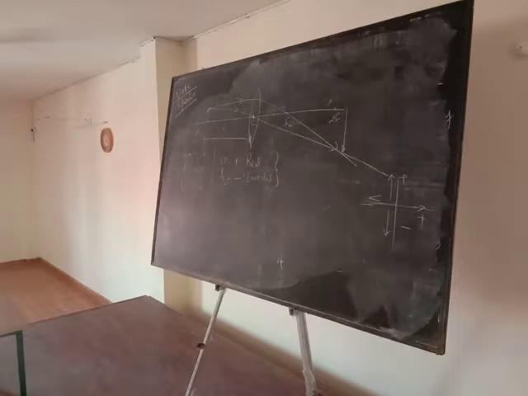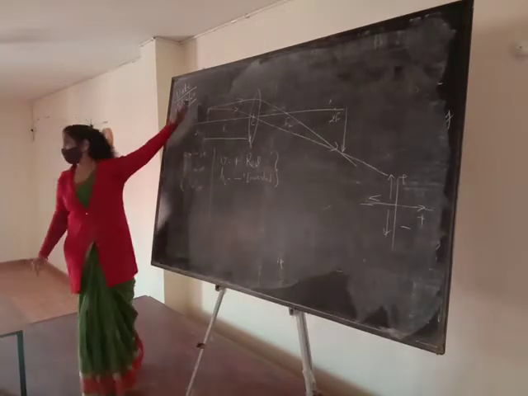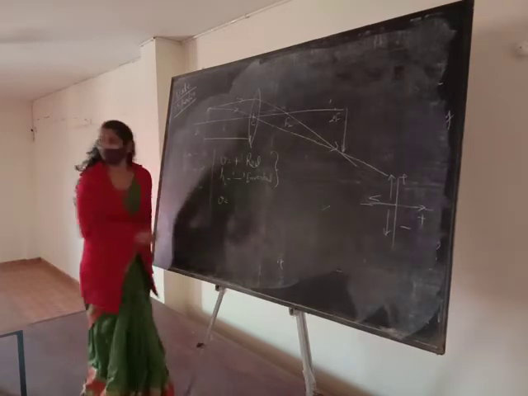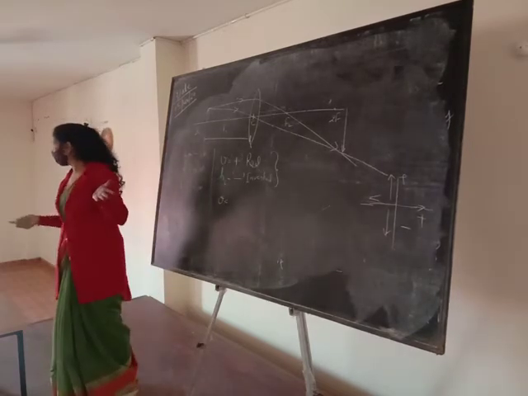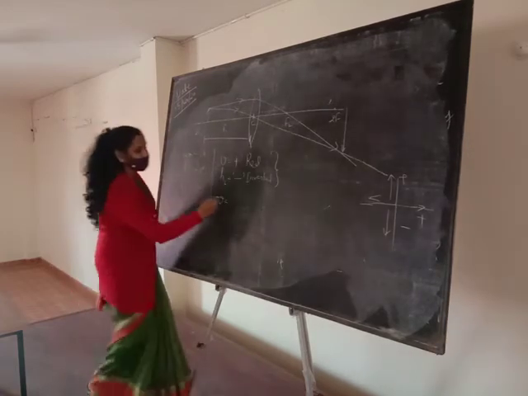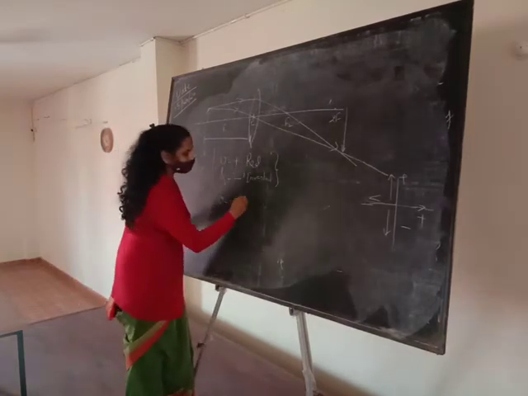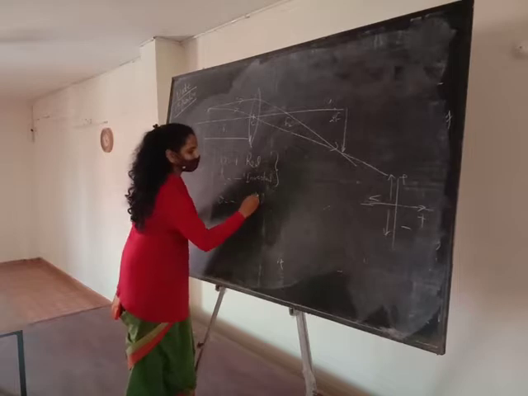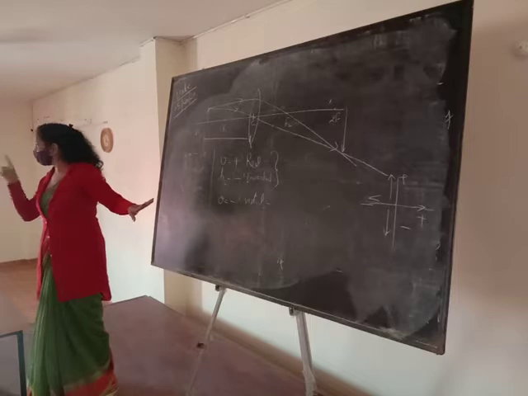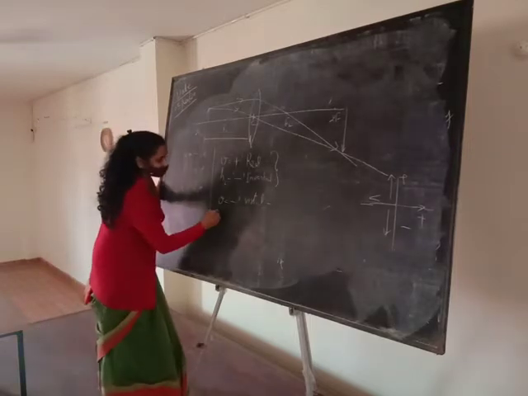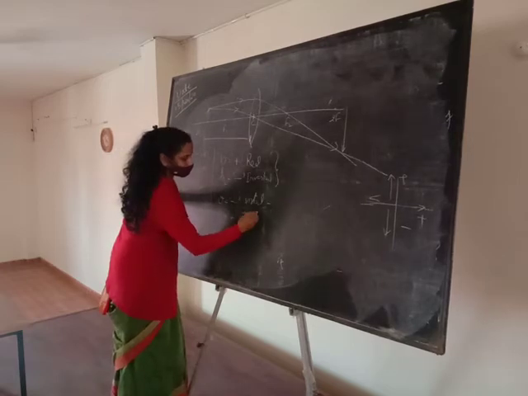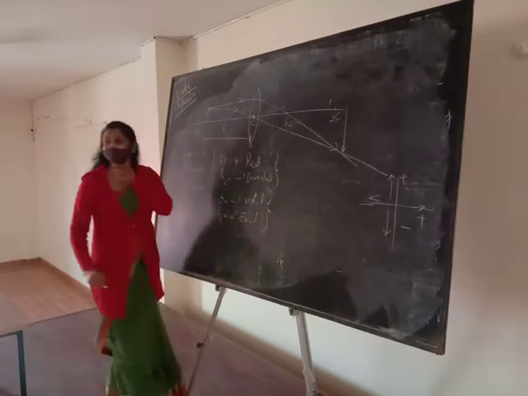So if the image is virtual, it means it formed this side. What should be the sign of the V? Negative. The image is formed here, it means the V should be negative. So if V is negative, we will say that it is a virtual image. And virtual image is always erect. Virtual and H2 will be positive, it means it is erect. So these are the conditions.